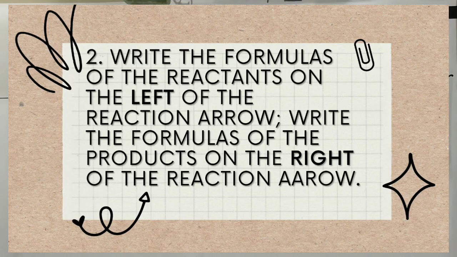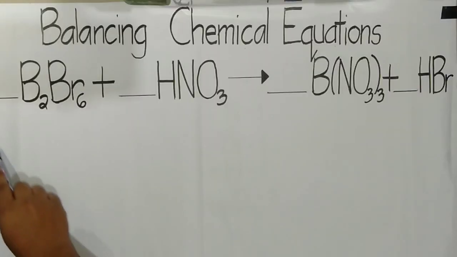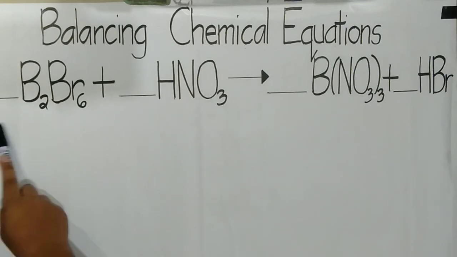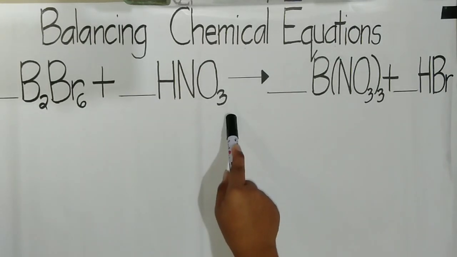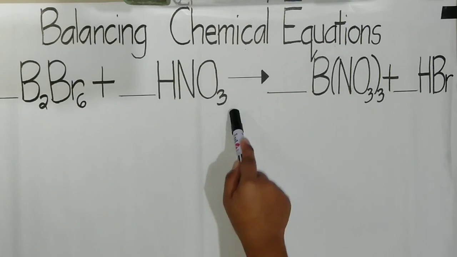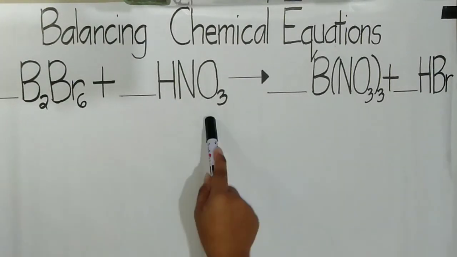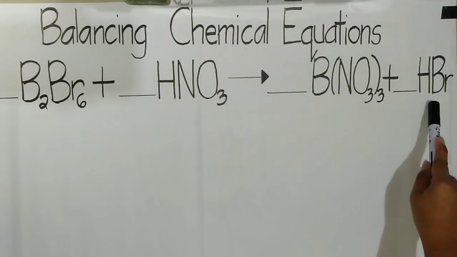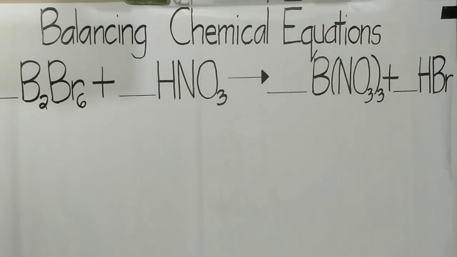Step number 2, write the formulas of the reactants on the left of the reaction arrow. Write the formulas of the products on the right of the reaction arrow. So these are the chemical formulas for the reactants, on the left side of the reaction arrow, and on the right side of the reaction arrow are the chemical formulas for the products. So let's proceed.